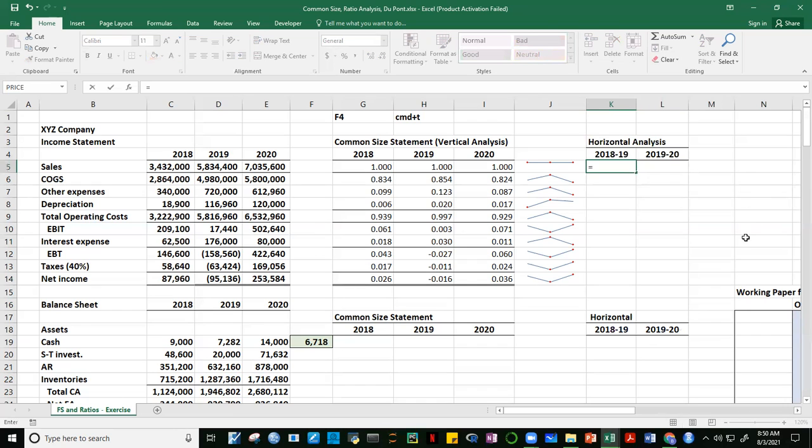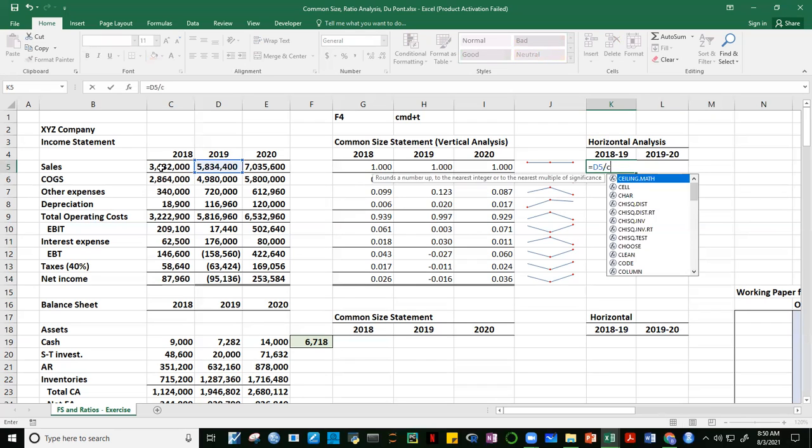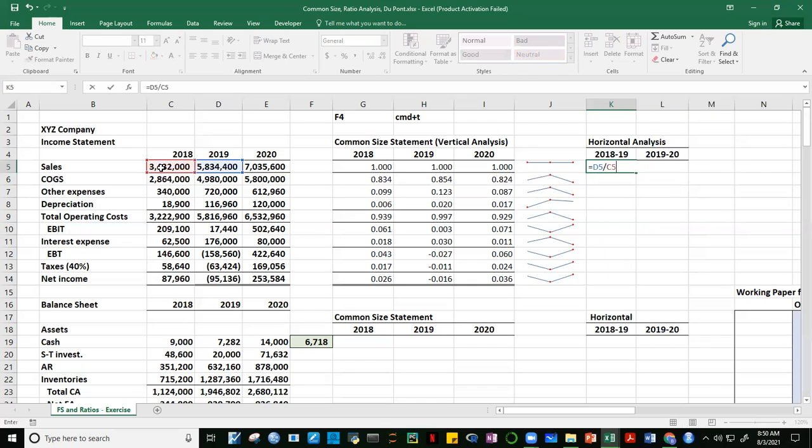Okay, so this will be equal to 2019 divided by 2018. Okay, so hindi ko gagamitin si sales kasi ma-fix si sales ng 2018, ano? So I'll just use C5. Okay, so that's D5 over C5 minus 1.